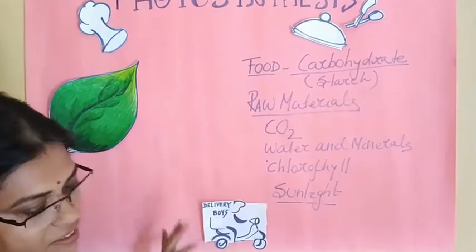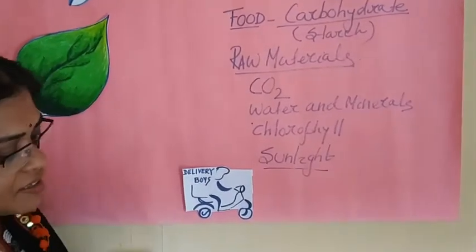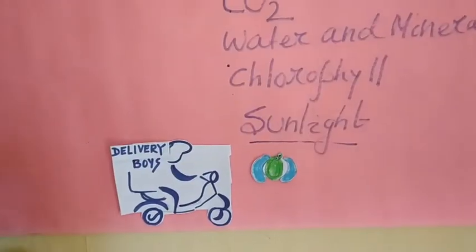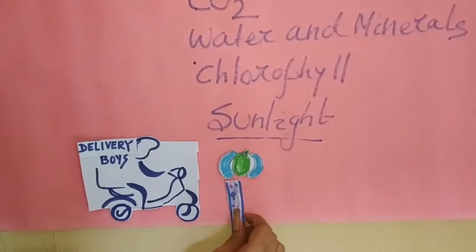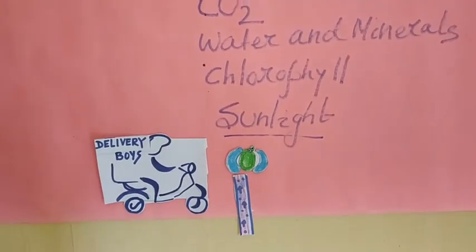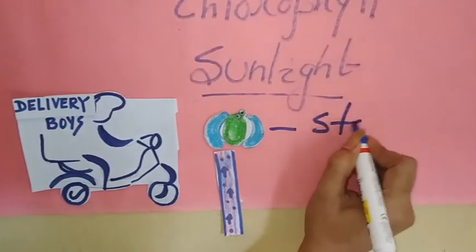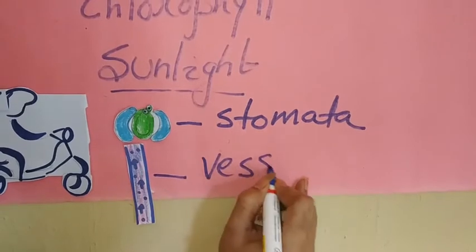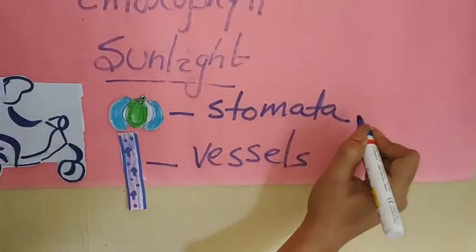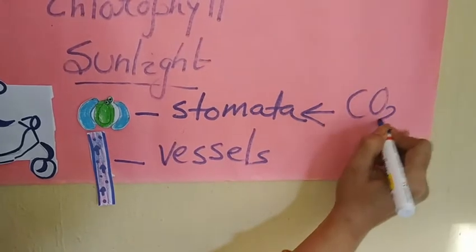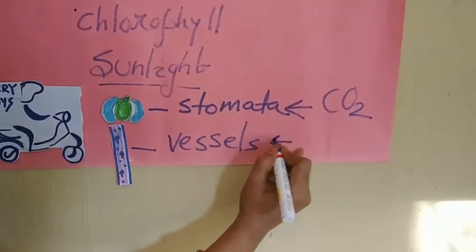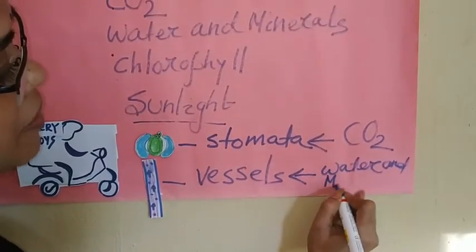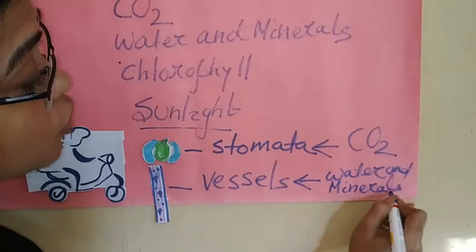Those are the stomata and the vessels. These two delivery boys are the stomata and the vessels. Now what do they deliver? The stomata deliver the carbon dioxide from the air, and the vessels deliver the water and minerals from the roots.